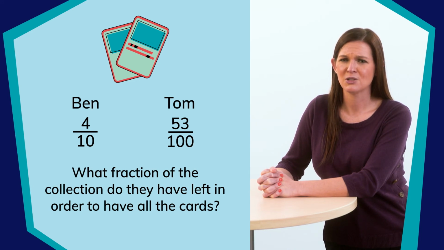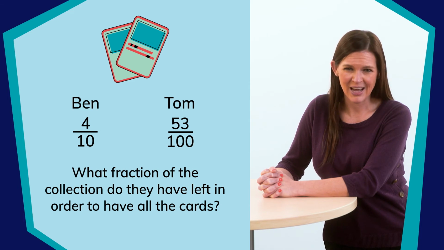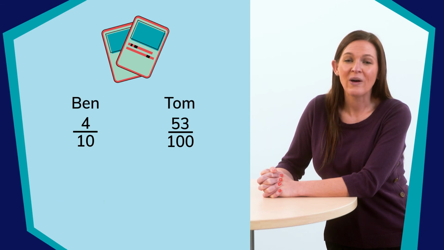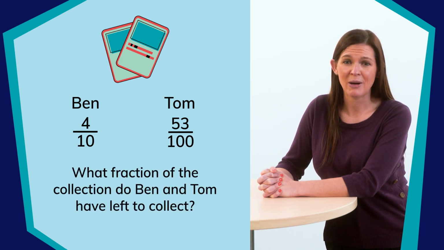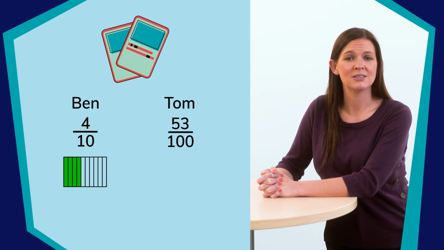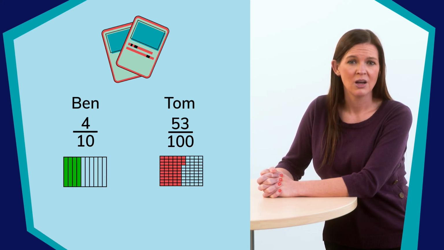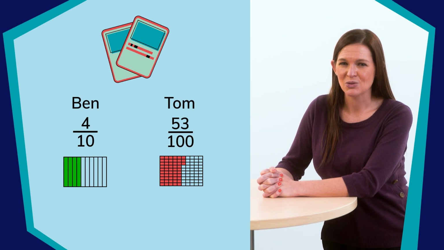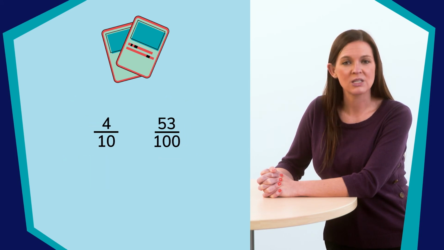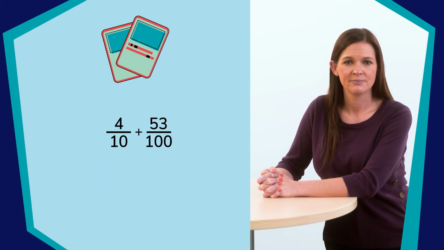Okay, explorers, first question, what are we trying to find out? Exactly. What fraction of the collection do Ben and Tom have left to collect? So what do we know? Yes, indeed. Ben has 4 tenths of the collection already, and Tom has 53 hundredths of the collection. What should we do next to answer this question? Yes, add their individual collections together. So that's 4 tenths plus 53 hundredths.